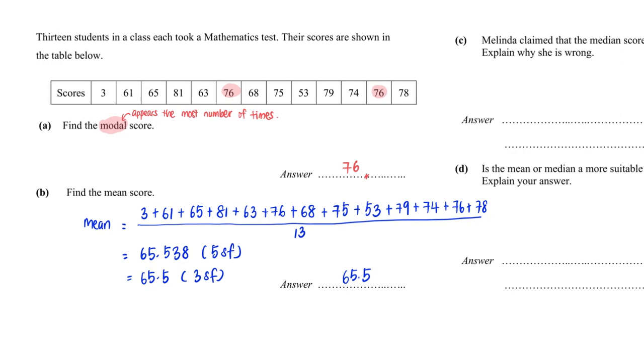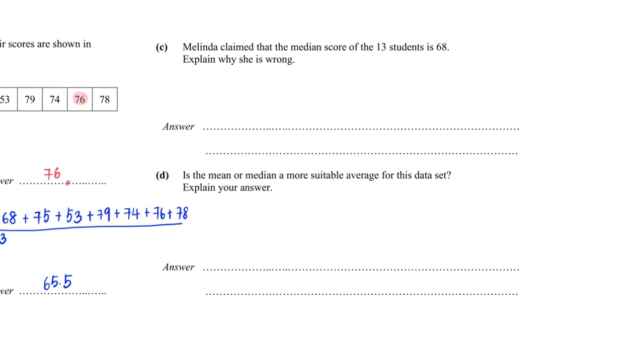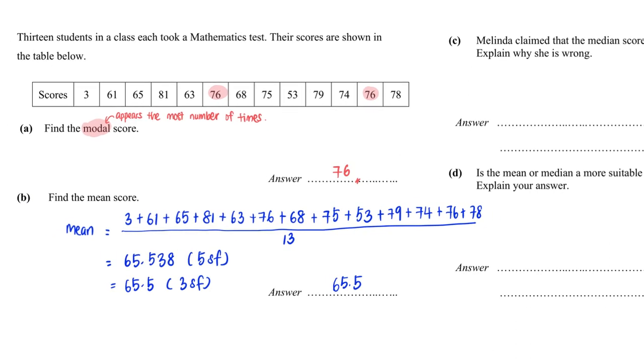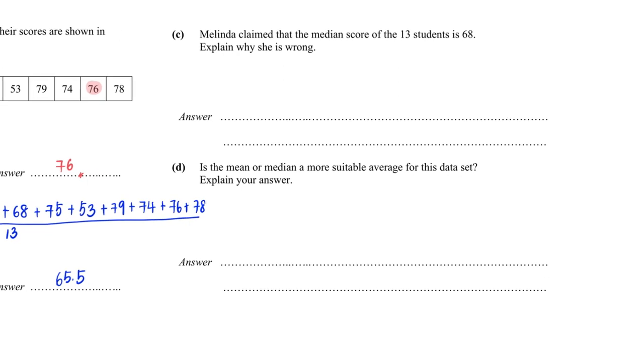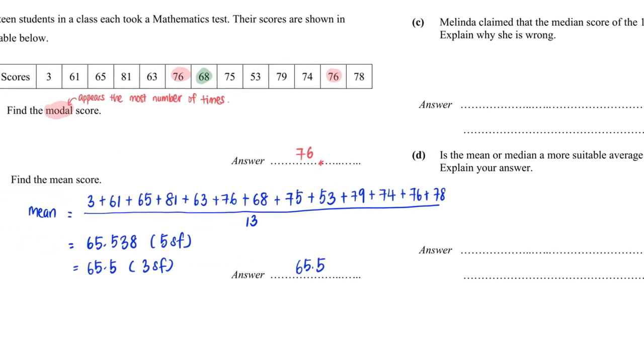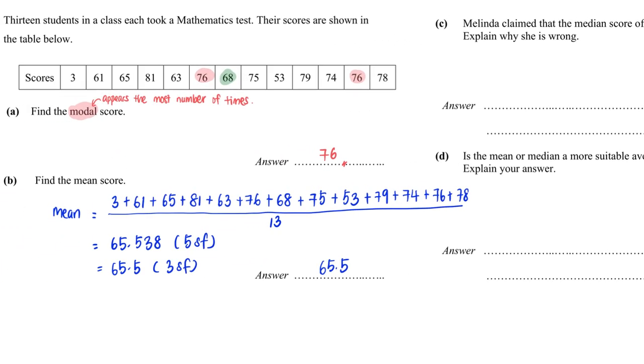Okay. Part C. Melinda claimed that the median score is 68. Explain why she is wrong. Well, she's actually looking straight at this number here, which happens to be the middle number. But why is she wrong? Because she failed to do the very first step. What is the first step? The first step is actually to rearrange the numbers from small to big, meaning in ascending order.